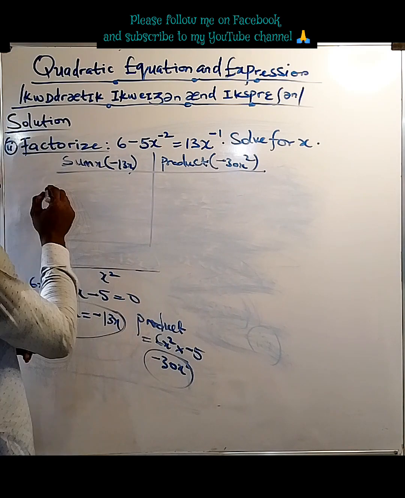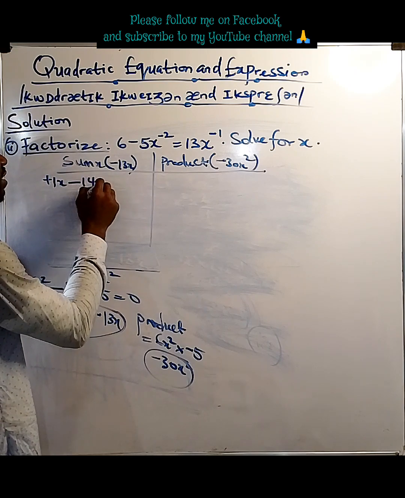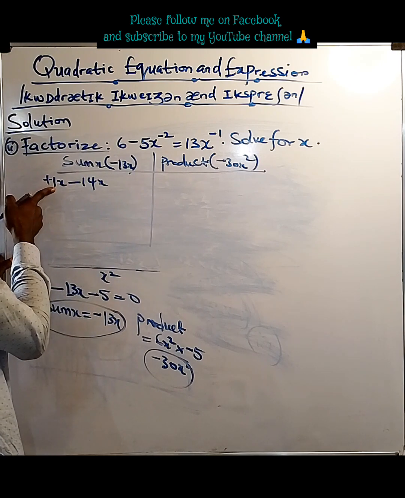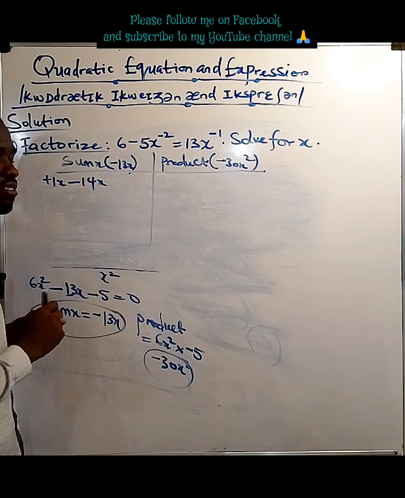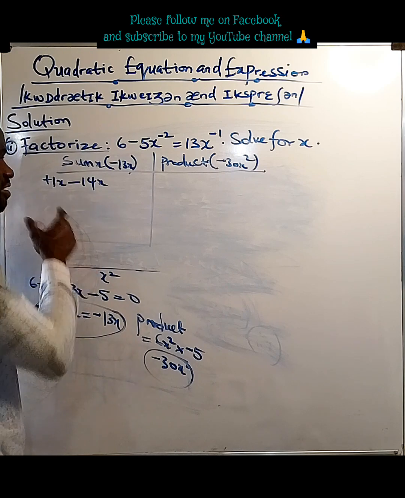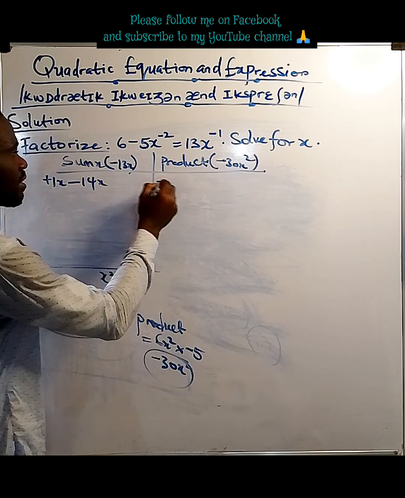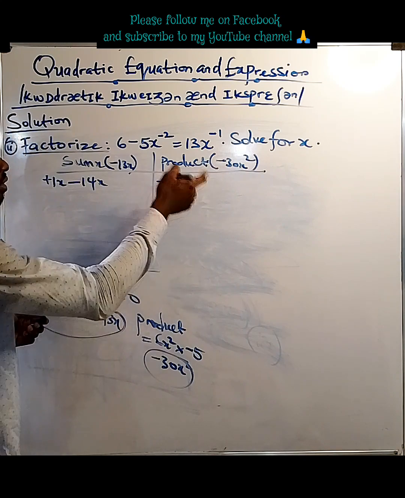So let's start our check. We'll say plus 1 minus 14x. Very simple. One has to be positive, the other has to be negative. Plus 1 minus 14 will give us minus 13, so plus 1x minus 14x will give us minus 13x. So let's multiply. Plus times minus is minus. 1 times 14 is 14x squared. We are not even close yet. The product is still far away.